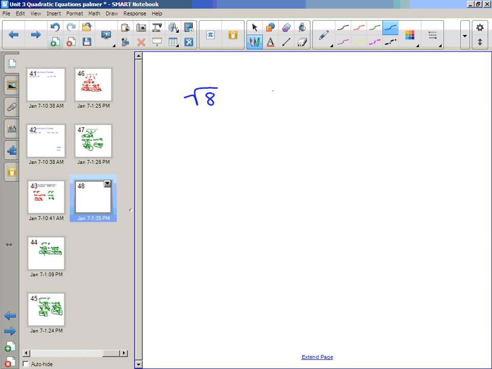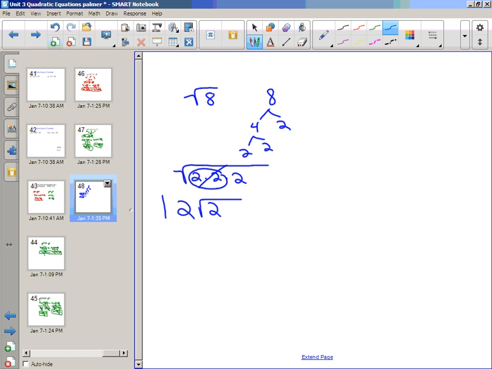Now, if you write out the prime factors, 8 is 4 times 2, and 4 is 2 times 2. So we can rewrite 8 as 2 times 2 times 2. Well, if you look at this, you've got 2 2's, that's 2 squared. You've got a perfect square there. The square root of 2 squared is just 2. So every time you have a pair of numbers inside the radical, you can take it out. So to simplify the square root of 8, we can rewrite it as 2 radical 2.